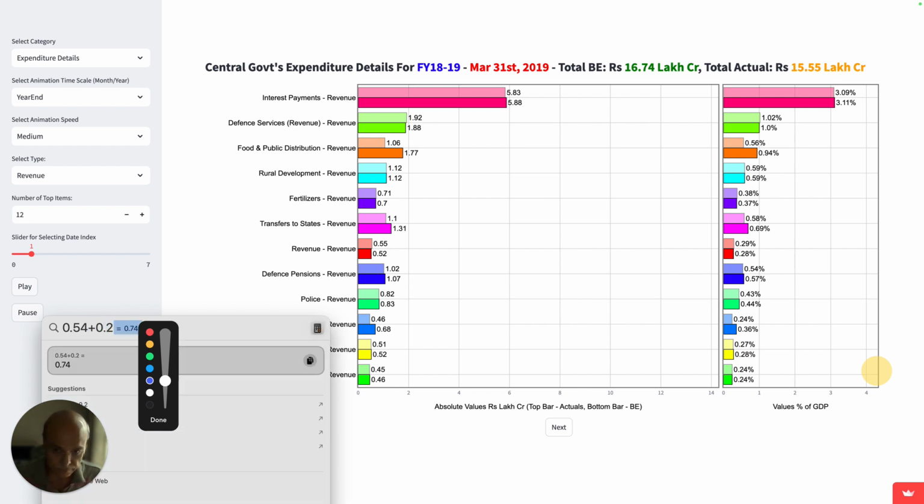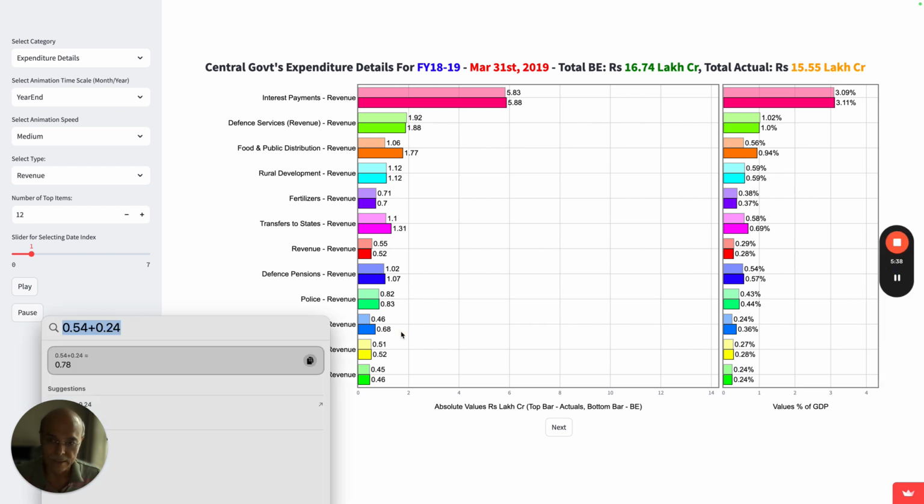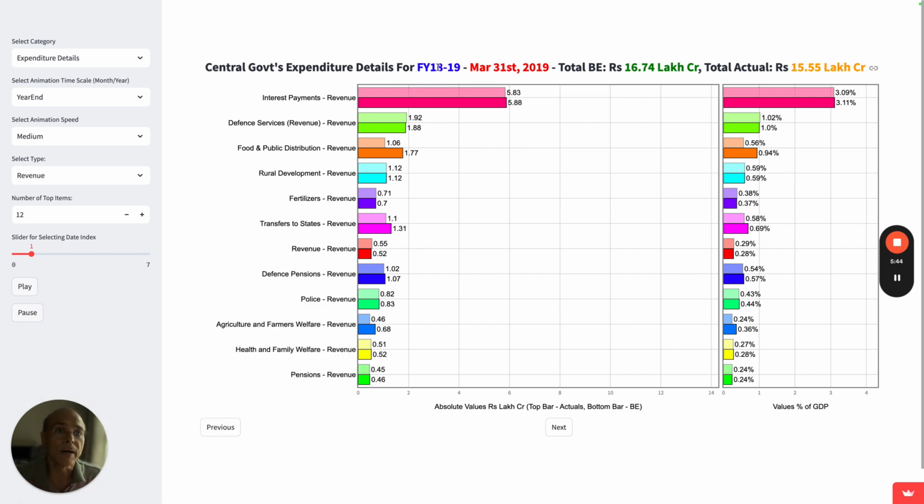0.24, it came out to be roughly around, just a minute, let me put it here, that will be better. So what was the number? The number was 0.78% of the GDP. So you can see it here, 0.78% of the GDP. So on March 31st, 2019, this is the number.